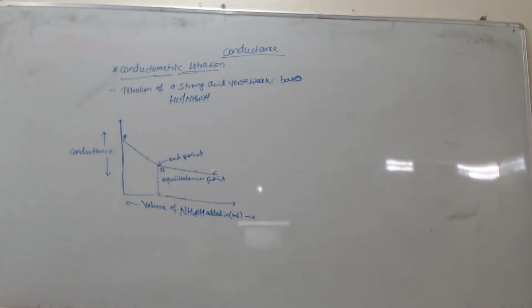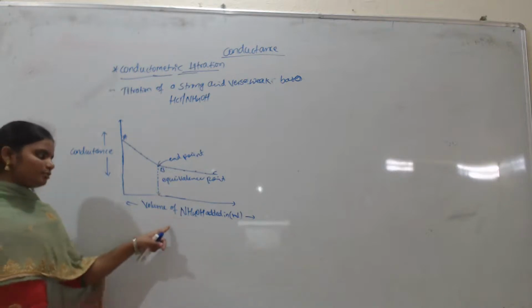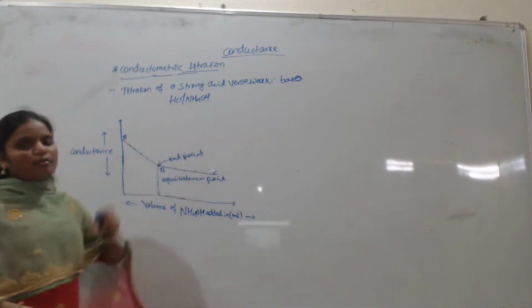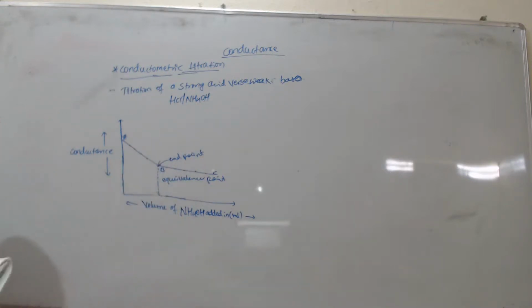Okay, this third one is the titration of a strong acid versus a weak base. This is the volume of the weak base, where the weak base means ammonium hydroxide. In this case, the titration of a strong acid versus a weak base, we take HCl and ammonium hydroxide.